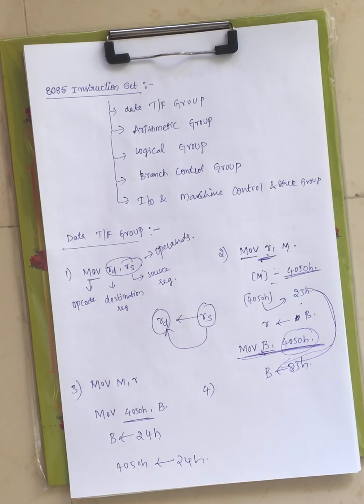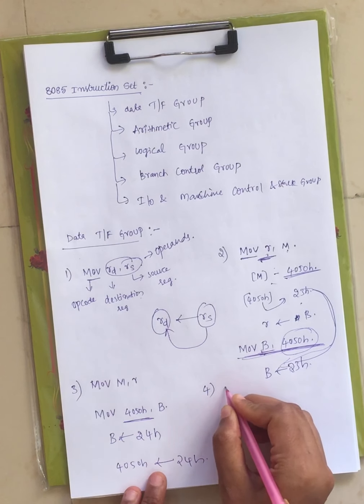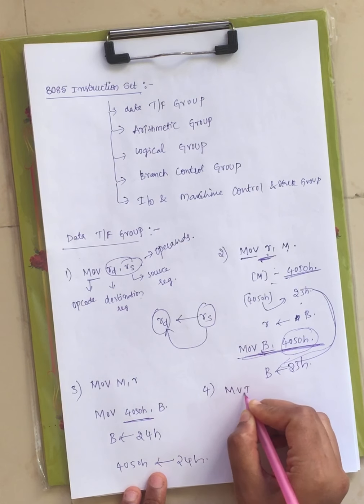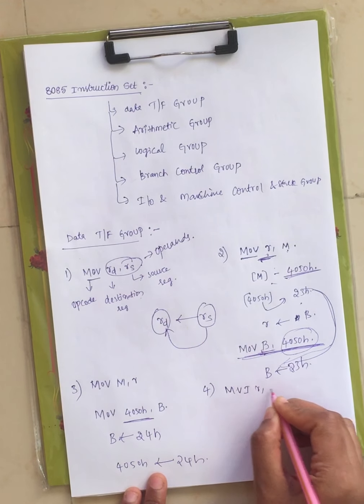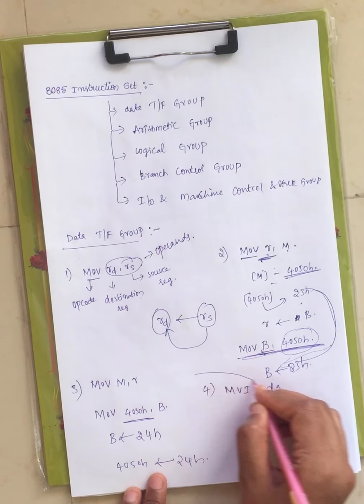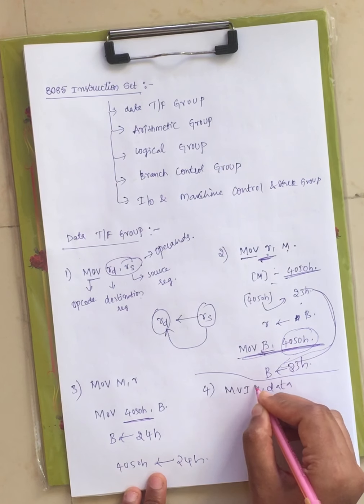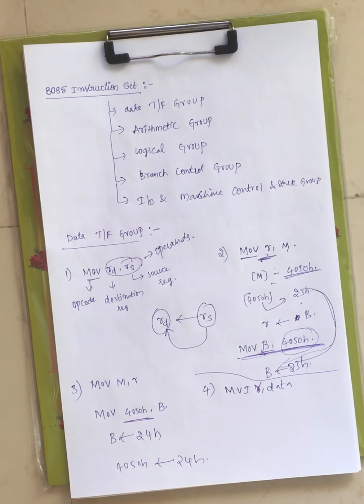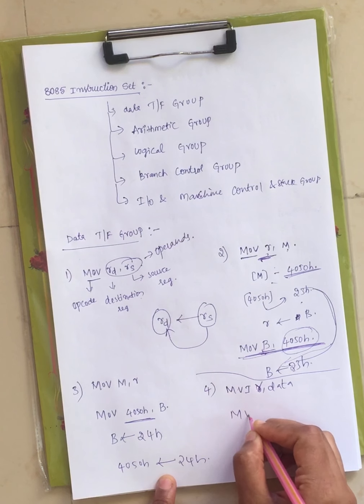Now that is about the third instruction. Now coming to the fourth instruction, MVI R comma data. MVI, move immediate. MVI is nothing but move immediate. Now I can give an example.